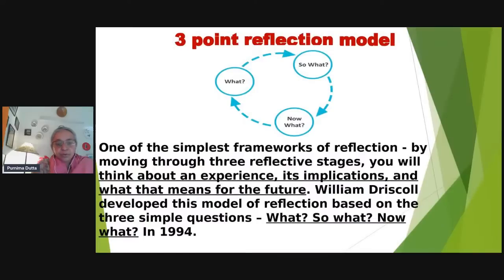I'll tell you how we implement. I've chosen the simplest ones, two of the simplest ones, so you will not have to spend more than 7 to 8 minutes doing this. So this first one is by somebody called William Driscoll, as it's written there. It says, "What? So what? Now what? What is, what happened?"